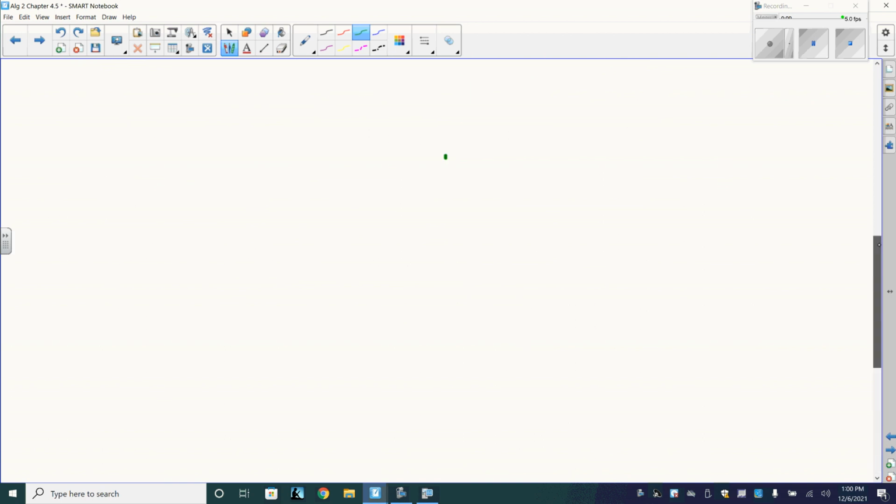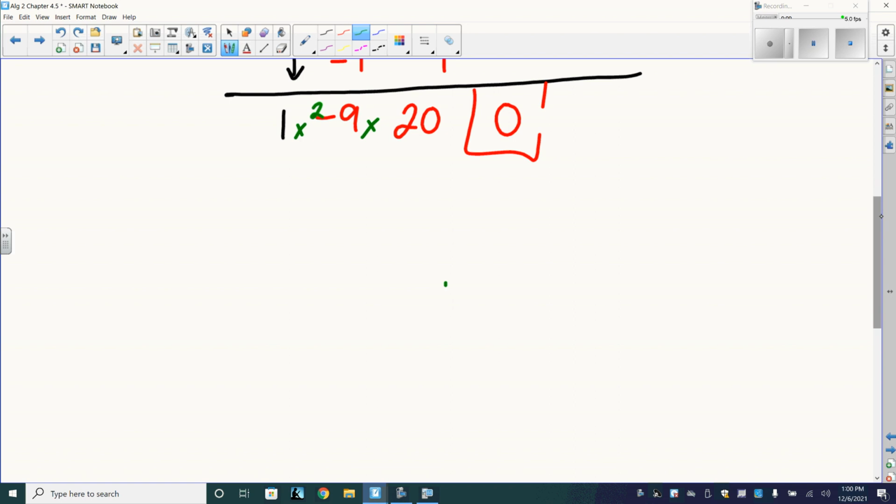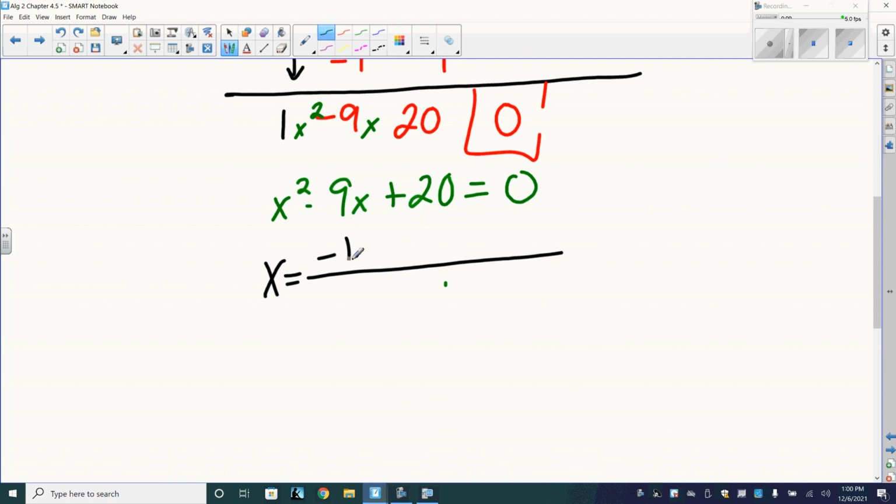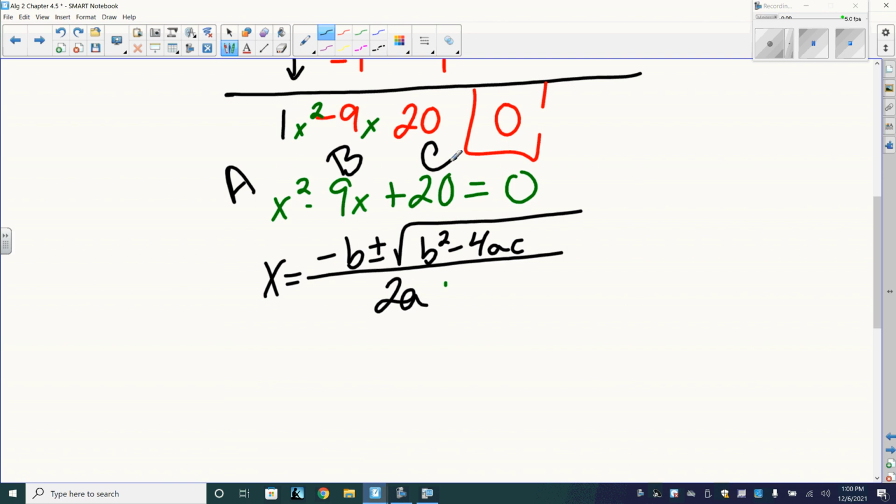Give some extra space. So really what we have left is x squared minus 9x plus 20 is equal to 0. Or negative b, plus or minus the square root of b squared minus 4ac all over 2a. The number in front of x squared is our a, the number in front of x is b, and the constant term is our c. Yes?